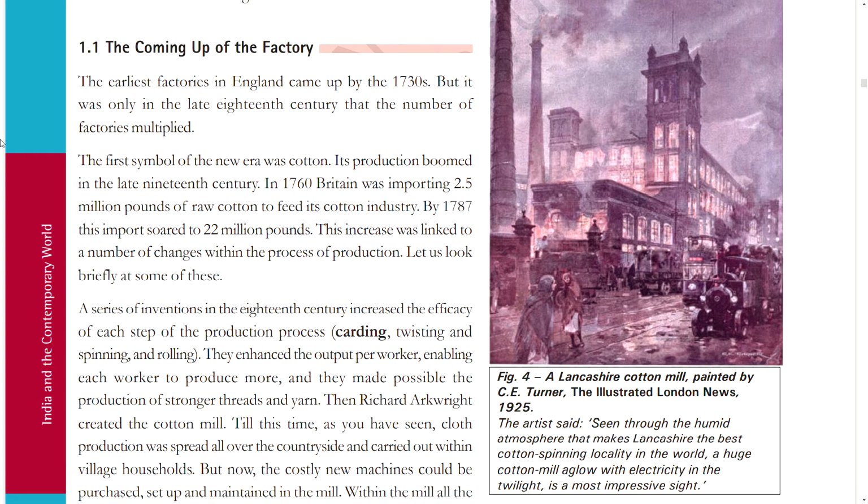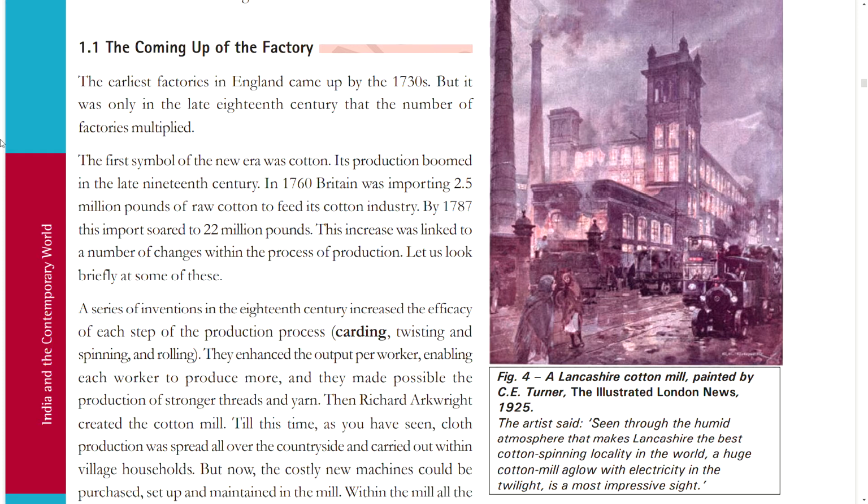The coming up of the factory. Figure: a Lancashire cotton mill painted by C.E. Turner, The Illustrated London News, 1925. The artist said, "Seen through the humid atmosphere that makes Lancashire the best cotton spinning locality in the world, a huge cotton mill aglow with electricity in the twilight is a most impressive sight."